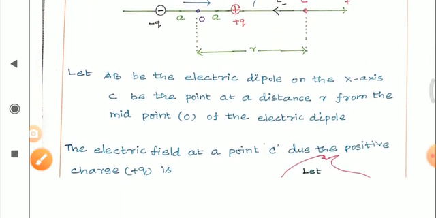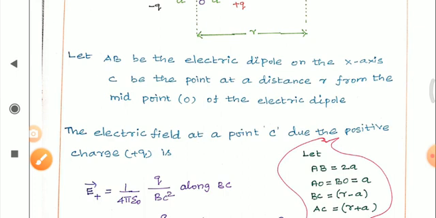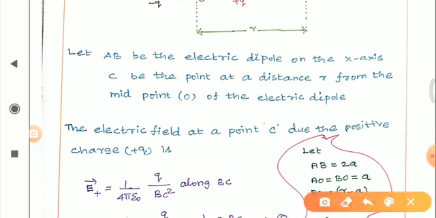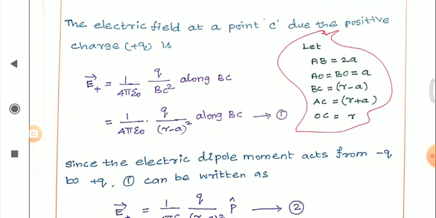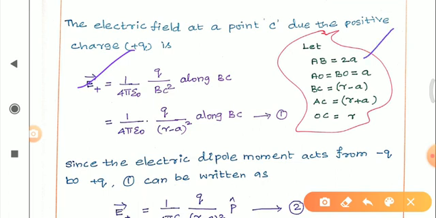Now let us move to the description. Here AB is the electric dipole on the axis, and C is the midpoint. We have already discussed this. Then what is the electric field produced at the point C due to the positive charge? That is given by E plus equal to 1 by 4 pi epsilon naught into Q by BC square. From the diagram, AB is nothing but the dipole, plus Q and minus Q. And what is the midpoint distance? That is nothing but a.